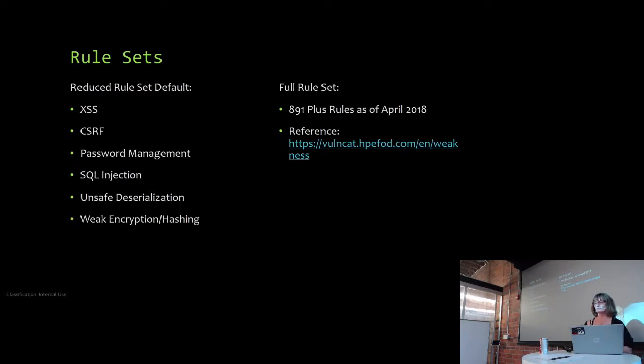Rule sets. Fortify, and I'm sure several of the other tools as well, have rule sets that it uses to determine what to count as vulnerabilities. We do a couple different things at Principal. We have reduced rule sets that we use in our build environments. This here is just a list of those things that we're looking at right now. And then there's the full rule set, which is what developers are running on their desktops. There are 891 plus rules as of April. There's a reference here, and I can share my slides later. That's a lot of rules, and as you can imagine, that produces a lot of data for the developer. If we did that in the build chain, it would be overwhelming and time-consuming.